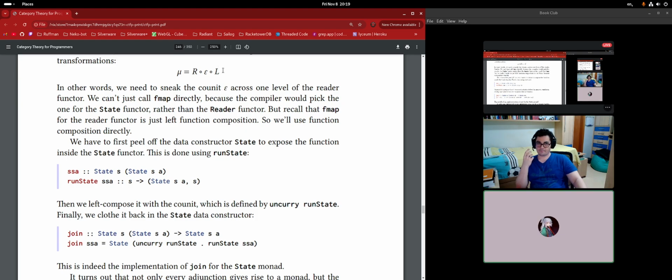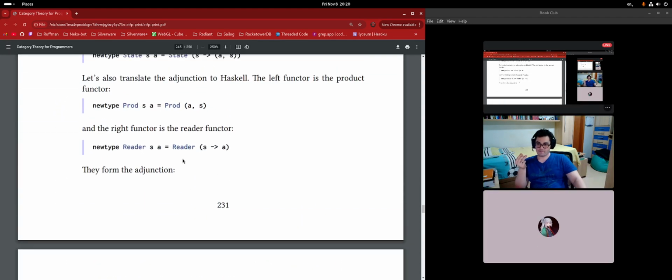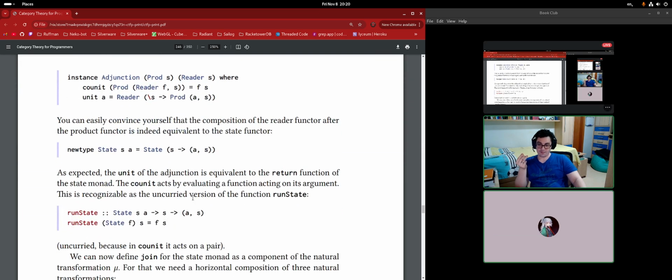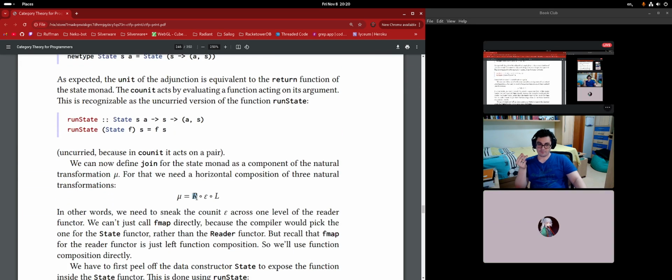Let's see. Well, let's go from left to right, because that's the order that it's written in. The R is just the state constructor, right? No, but R is the reader, right? It's saying here, the right functor is the reader functor. So the R must be the reader functor. Yeah, we are composing functors.